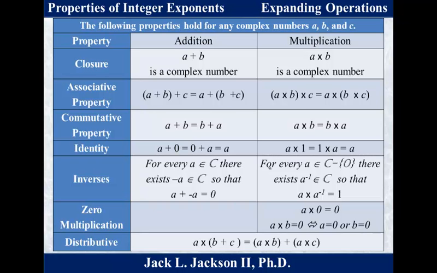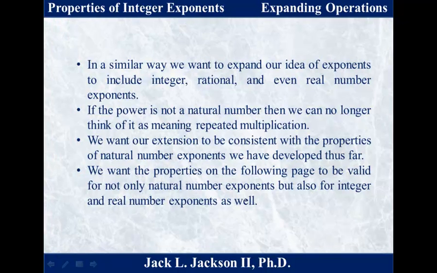So we've extended our idea of multiplication so that these properties work. In a similar way, we want to expand our idea of exponents to include integer and ultimately rational and even real number exponents. But if the power is not a natural number, we can no longer think of it as meaning repeated multiplication. Just like when you say negative 3 times negative 2, we can't think of that as adding negative 2 a negative 3 times. In the same way, we can't think of 4 to the negative 2 as listing 4 as a factor negative 2 times. It doesn't make any sense.